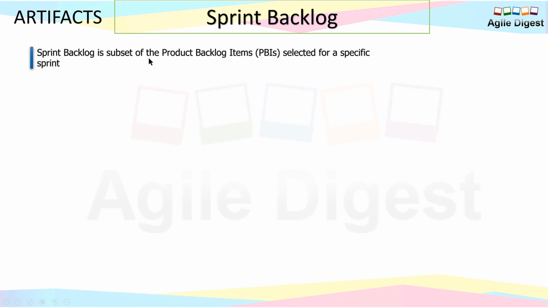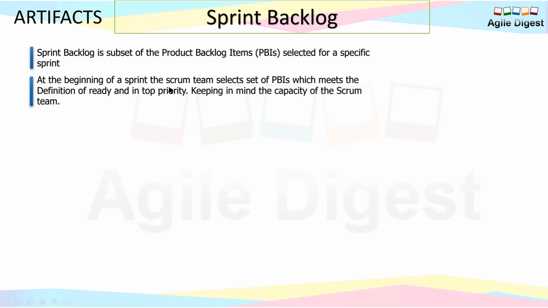So sprint backlog is a subset of product backlog items selected for a specific iteration. It's not a separate set of items. You don't copy a product backlog item to the sprint backlog, you just move it to a sprint. At the beginning of a sprint, the Scrum team selects a set of product backlog items which meet the definition of ready and are top priority. I am not talking about the definition of ready here, but I assume you understand it, keeping in mind the capacity of the Scrum team.